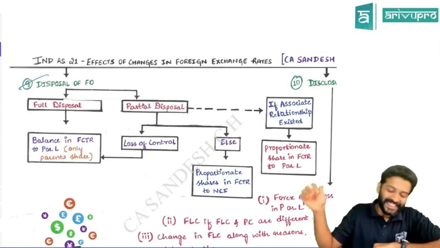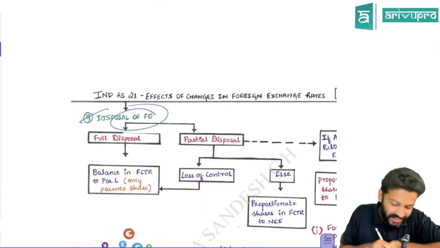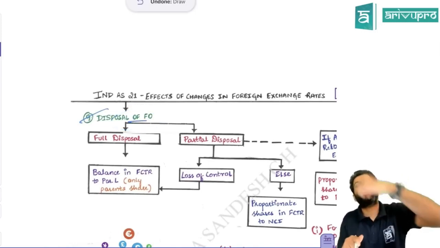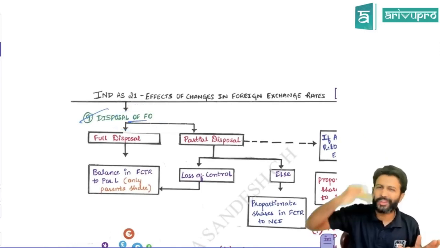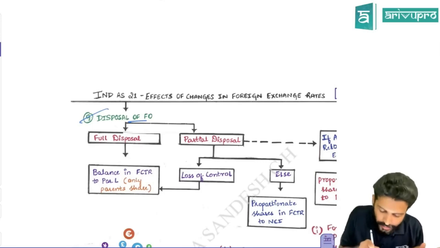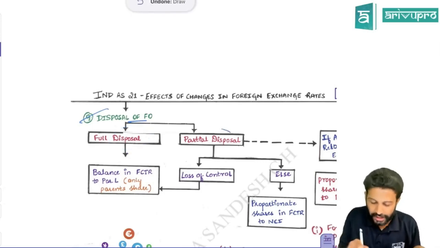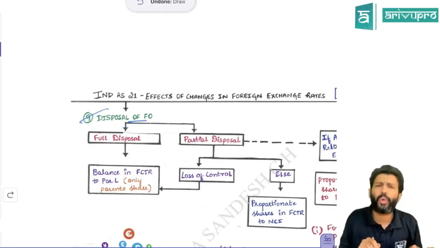Yeah, I like that. Okay, coming back to the next thing, which is disposal of foreign operation. What if you have sold off the foreign operation? That could be a subsidiary, joint venture, associate, or whatever. First check whether it's a full disposal or a partial disposal. If it's a full disposal, what do you do, sir?